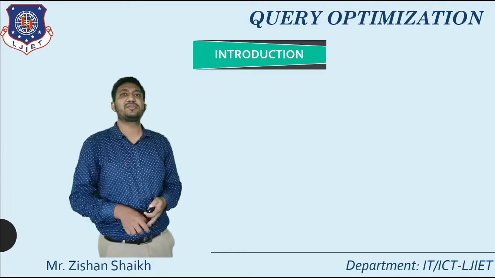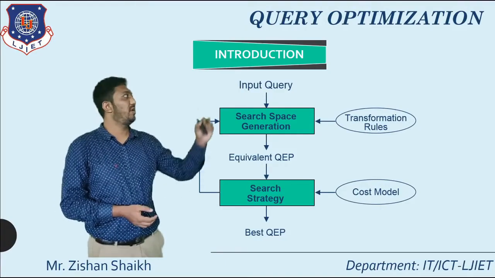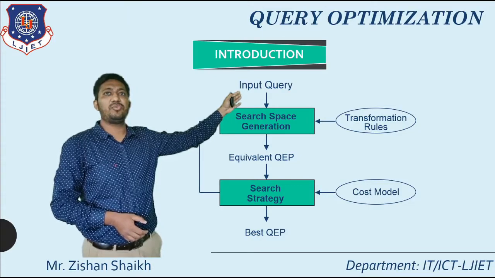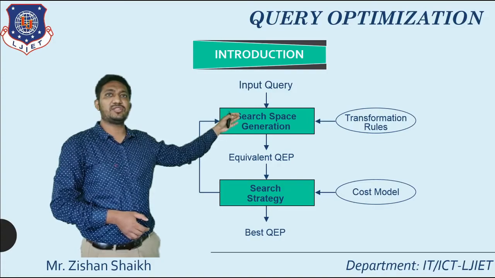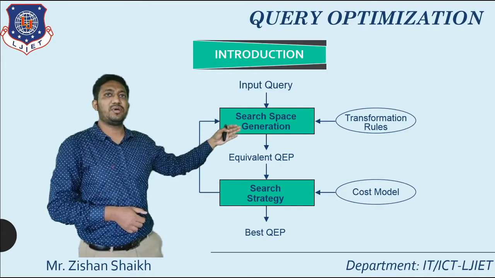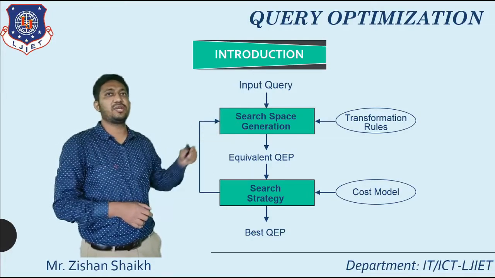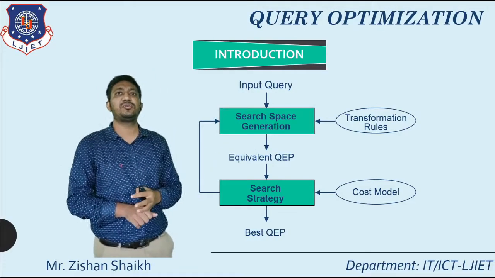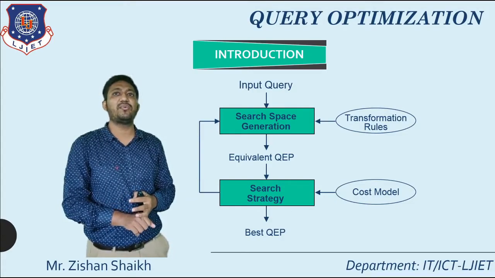So let's learn the particular diagram of query optimization. In the given figure, we can see our input query is given. Now these are the basic steps of how the query is processed by the query processor. In the first step, the query processor performs the search space generation step with the help of different transformation rules. Transformation rules help the query processor to generate equivalent queries.